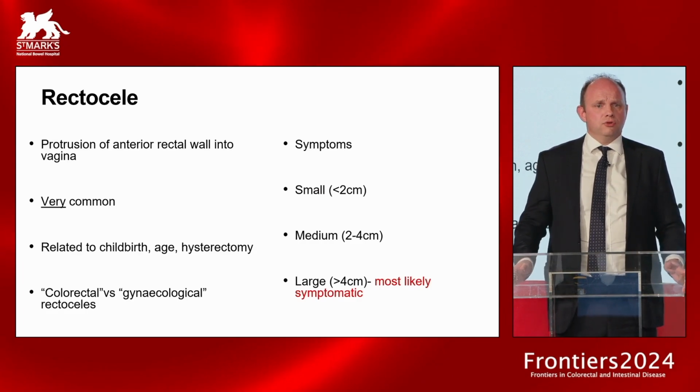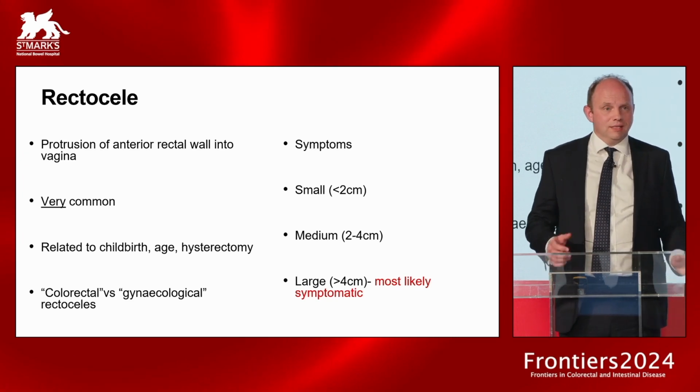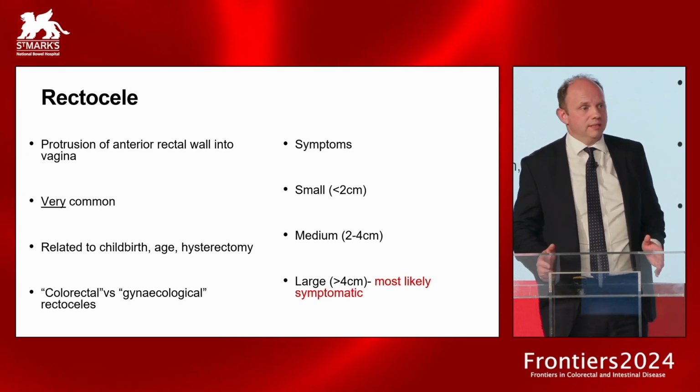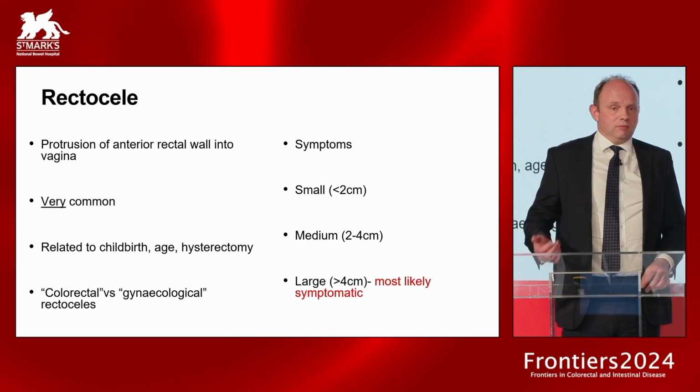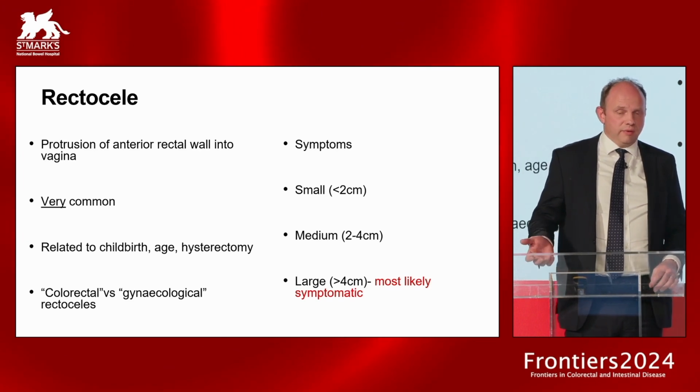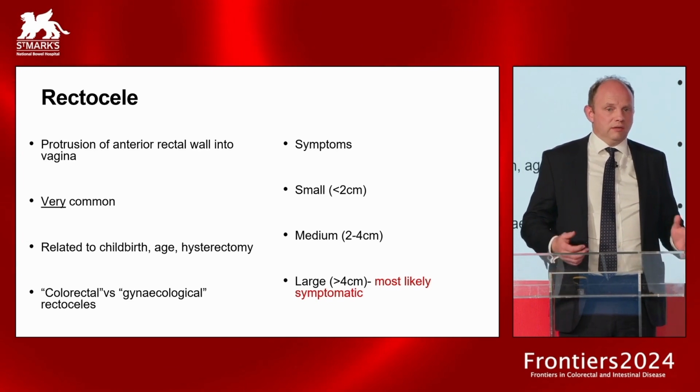Rectoceles. Now this is protrusion, in our world, protrusion of the anterior rectal wall into the vagina. This is hugely common. In fact, it's probably a normal variant in the older female. It's related to childbirth, age, previous hysterectomy. And of course, there's colorectal and gynecological rectocele.